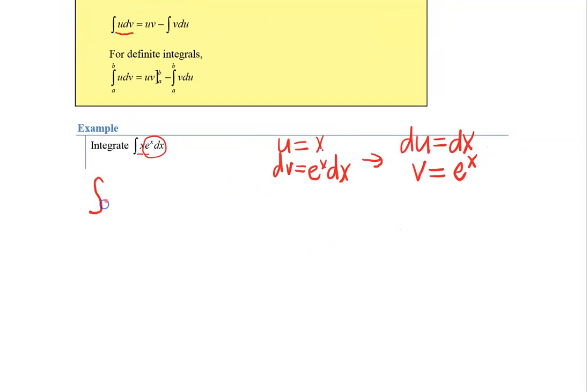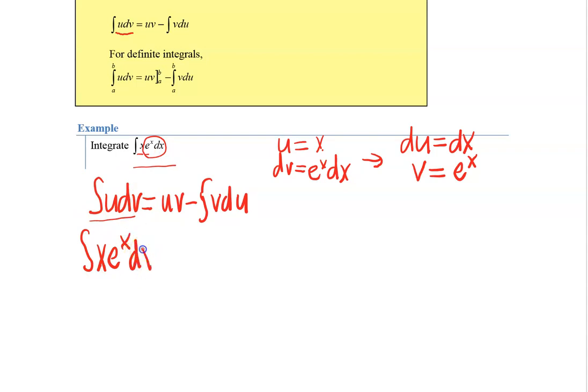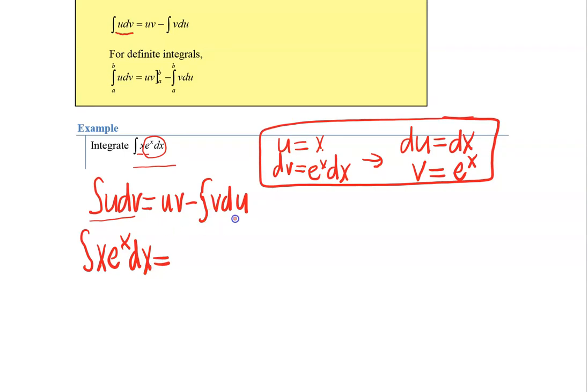So I'm going to pull my formula down. u dv is equal to uv minus the integral of v du. And we're going to start plugging in. So u dv, this is what our original problem was: x e to the x dx. Then using my substitutions over here, I'm going to plug into my formula. So u is equal to x, v is equal to e to the x, minus the integral of v, which is e to the x, du, which is dx.